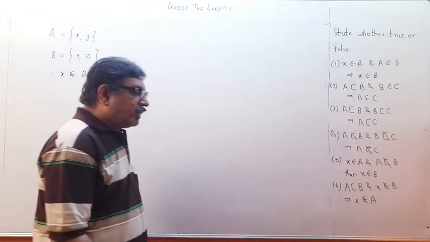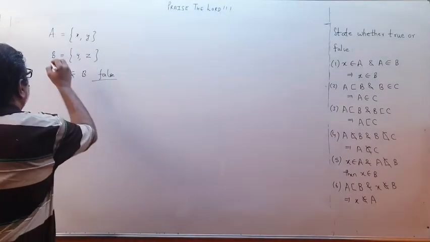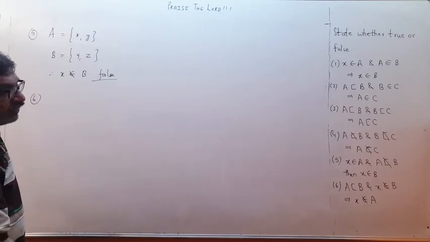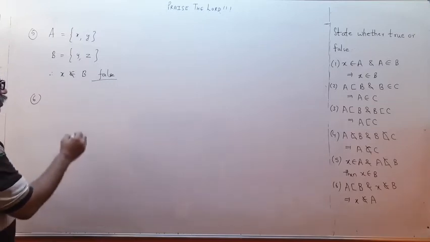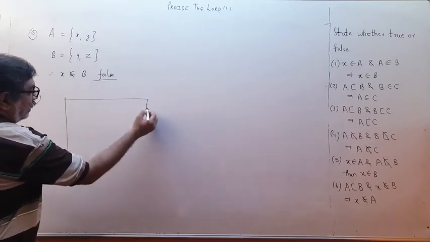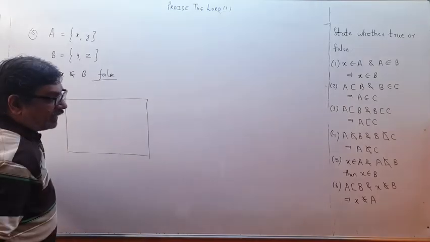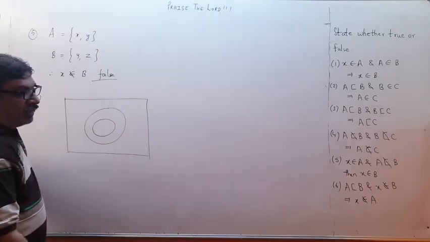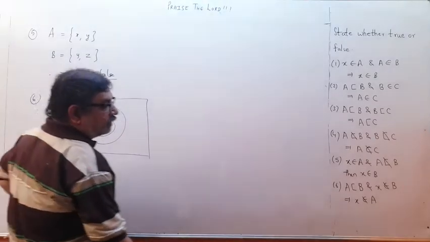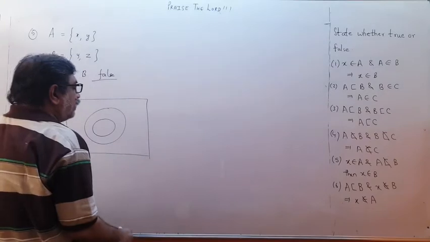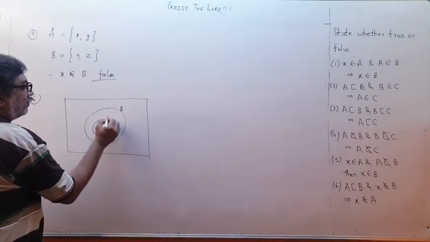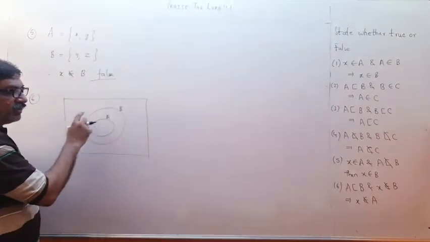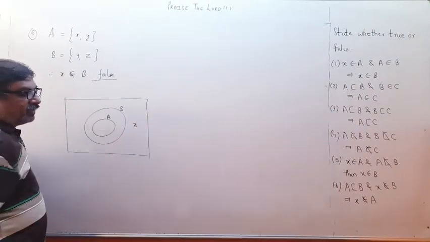Okay, then sixth one. This was 5 and now the sixth one. A subset B and X does not belong to B. It is like this, see. Let us think. A is subset of B, so A will be inside B. Then X does not belong to B. So this is B and this is A. So X does not belong to B means X cannot be here, anywhere inside.